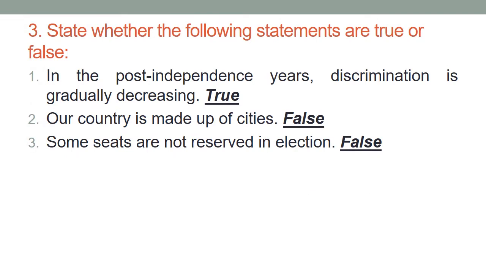Exercise 3. State whether the following statements are true or false. First, in the post-independence years, discrimination is gradually decreasing. True. Second, our country is made up of cities. False. Our country is made up of villages and cities. Third, some seats are not reserved in election. False. Reservation is done for people of certain castes.